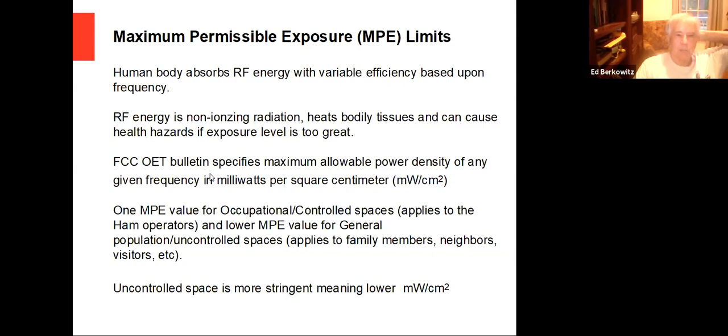The FCC bulletin specifies the maximum power density expressed in milliwatts per centimeter squared. A milliwatt is 1/1000th of a watt. And the FCC has two values. One is called occupational controlled space. So that would be, you know, a radar technician or a ham radio operator, someone who is supposed to be familiar with the terminology and good practices. And then a lower maximum power exposure for the general public. So that would apply to your family members, neighbors, other hams visiting you. So we're going to talk about the two levels.